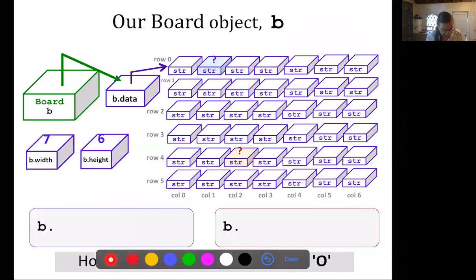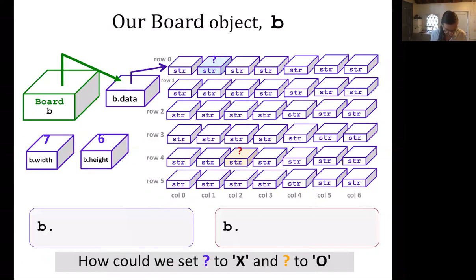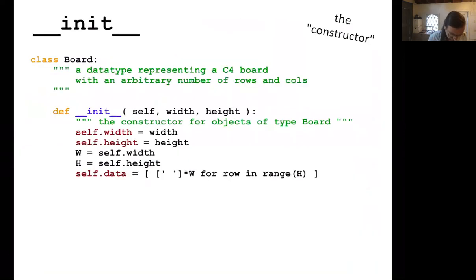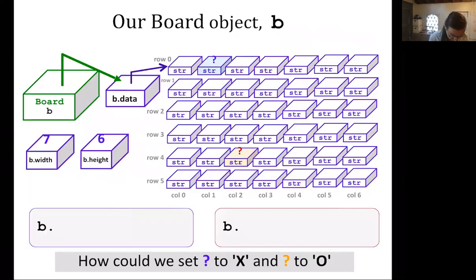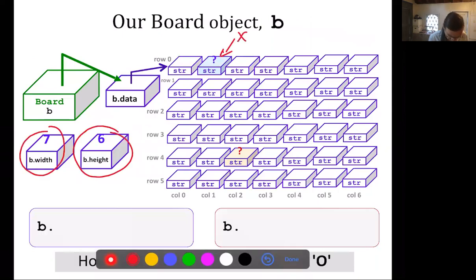The data that we'll need is the board itself. We're going to need the width of the board, the height of the board, and also where all the X's and O's are. We're going to use X's and O's to represent black and red checkers, and we want to know where they all are. There's a little question at the bottom: we want to set the blue question mark to be an X and the red question mark to be an O. This one we want to turn into an X, and this one we want to turn into an O.